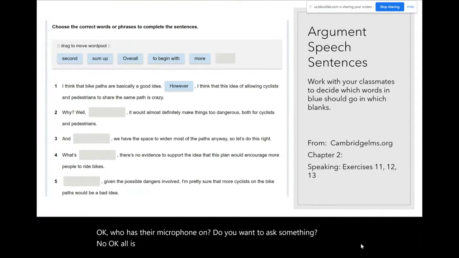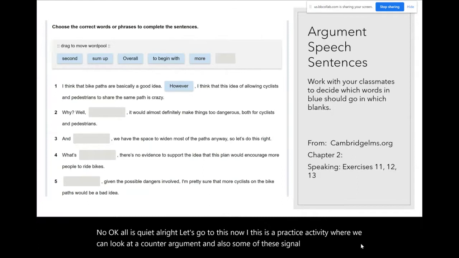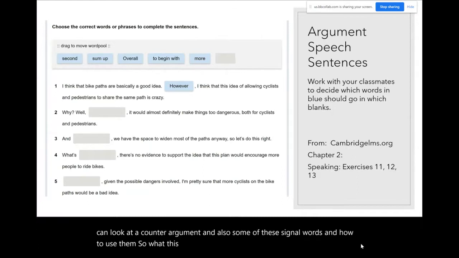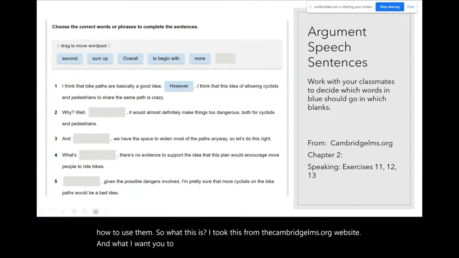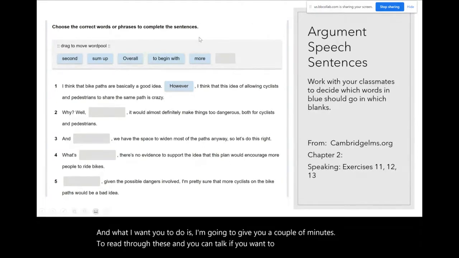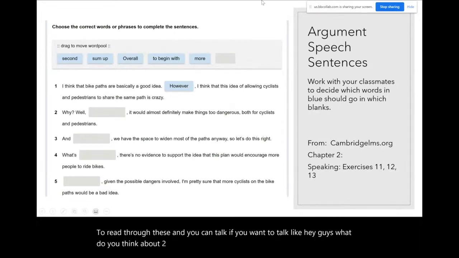All right, let's go to this. Now, this is a practice activity where we can look at a counter argument and also some of these signal words and how to use them. I took this from the cambridgelms.org website. I'm going to give you a couple of minutes to read through these, and you can talk if you want to, like, hey guys, what do you think about number 2? But I'm going to turn my microphone off, and then you guys are going to discuss these together.